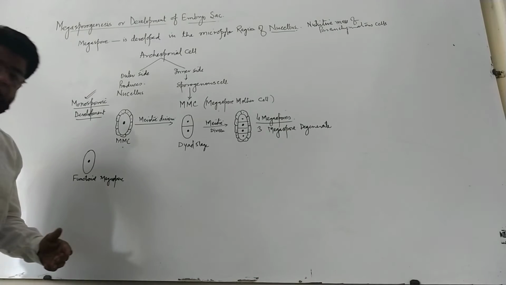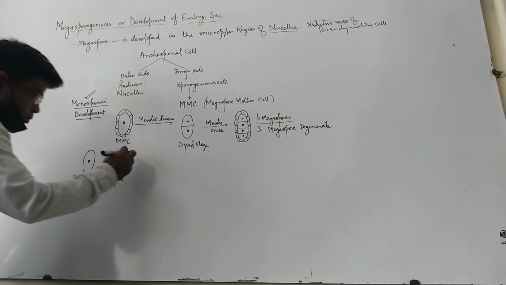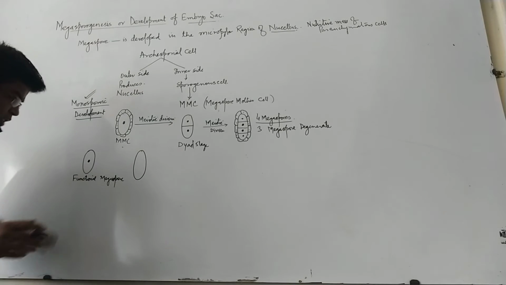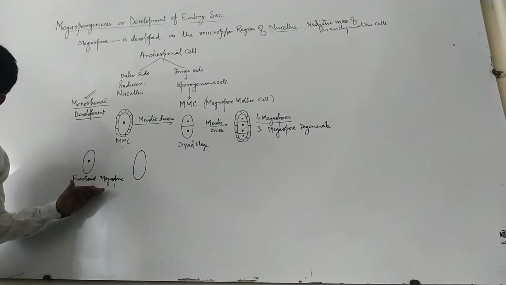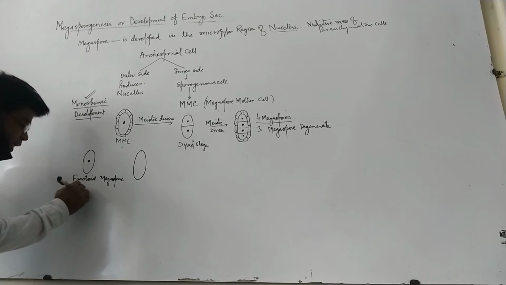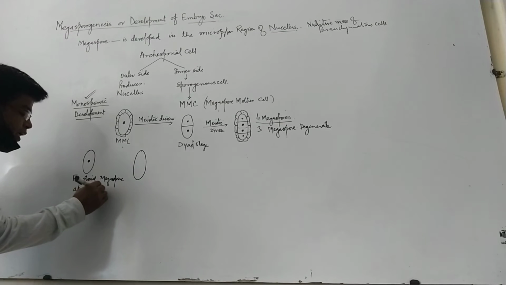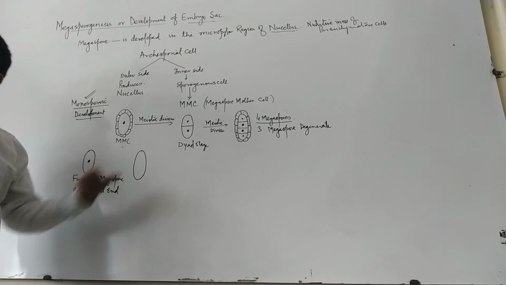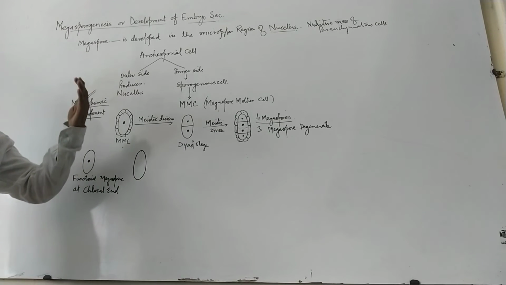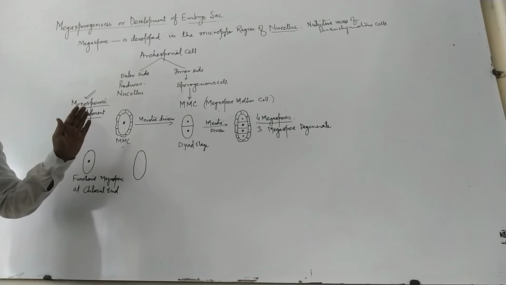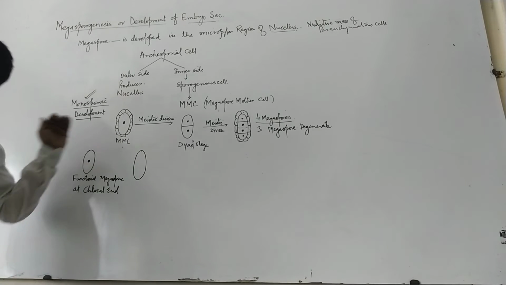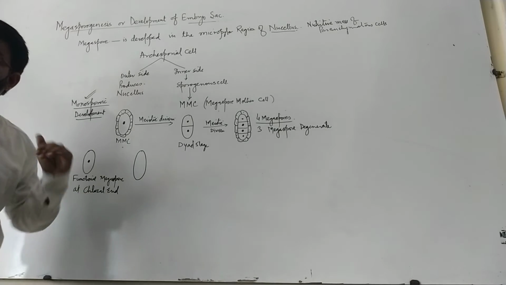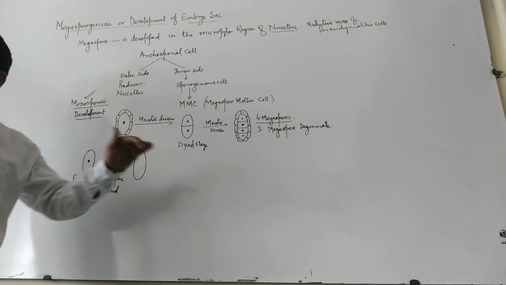Now what will happen? This functional megaspore, and one more thing, the functional megaspore is at the chalazal end. The megaspore at the chalazal end is the one that is functional. The other 3, which are at the micropylar end, degenerate. The lowest one, toward the chalazal end, which is last, only that survives and remains functional. So it will develop into the embryo sac.